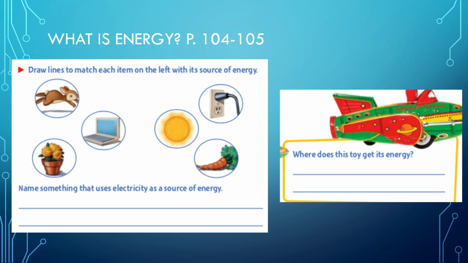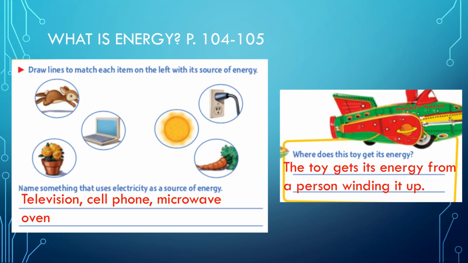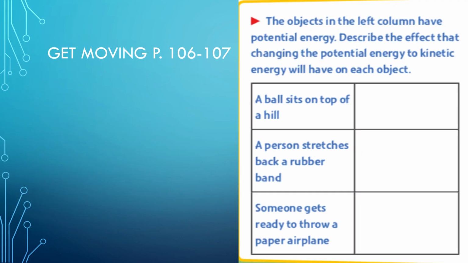Name something that uses electricity as a source of energy. Some examples are television, cell phone, and a microwave oven. Where does this toy get its energy? The toy gets its energy from a person winding it up. Turn to page 106. Read pages 106 and 107. Get moving.